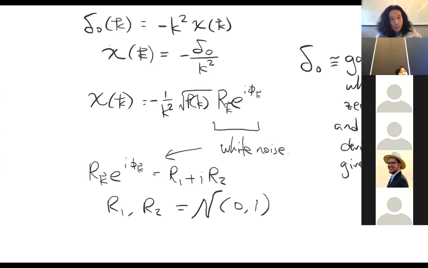Because in real space, every point has to have a real value. Yep. And now you're in Fourier space and you're doing everything complex. So suddenly you have 3 more degrees of freedom. Oh yeah, that's a good point.